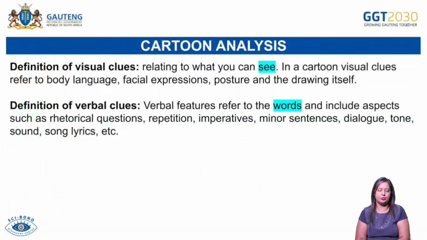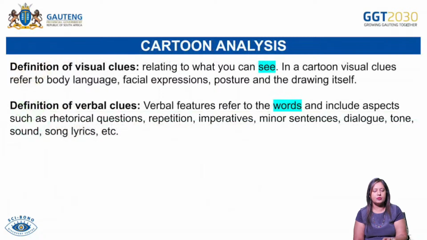I did mention to you before that the visual, okay, is what you see. So in a cartoon, that would be the body language showcased by the character, his facial expressions being showcased. Is he smiling? Does he have a downturned mouth structure? All right. Are his eyes wide open? Are they closed? Are there maybe tears being showcased from his eyes? All of that would show the visual image, all right? Then the posture of the characters mentioned there, also the drawing itself, that would come in, all right, when we're looking at the visual clues, what you see.